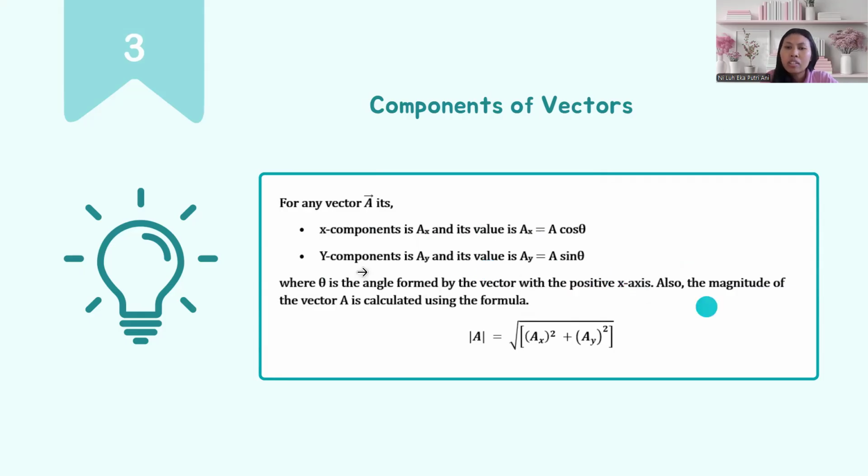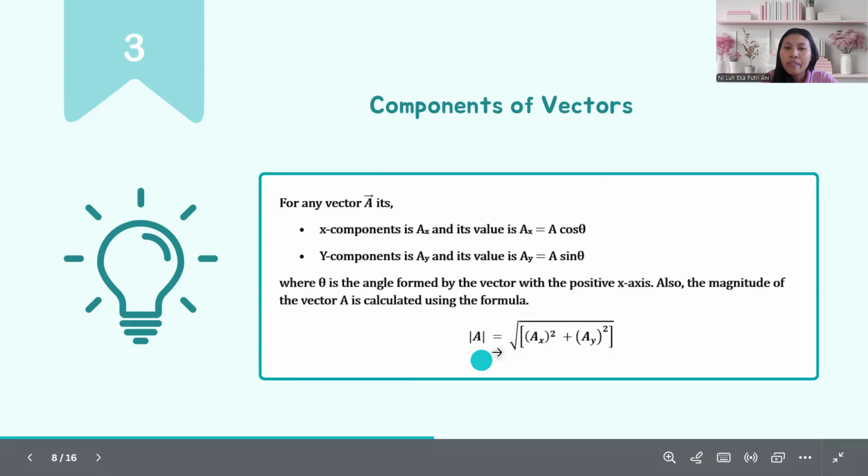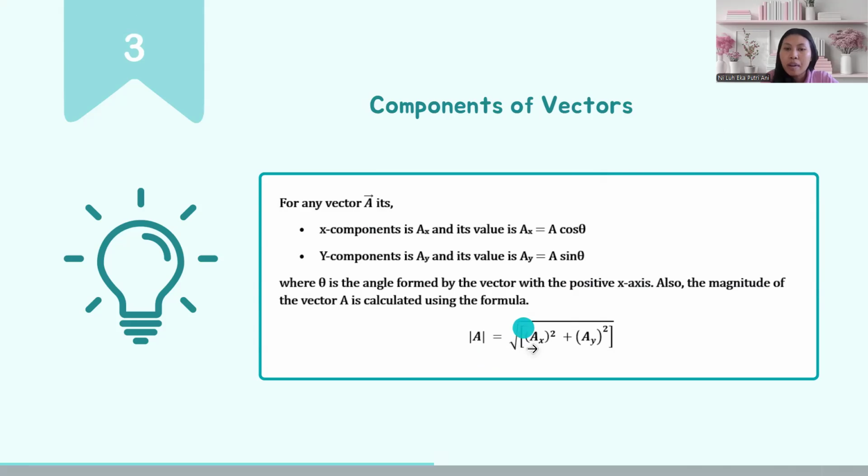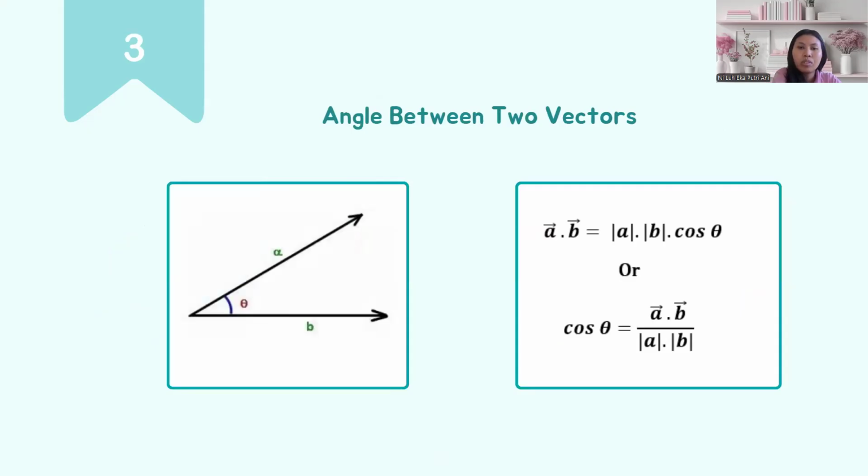Also, the magnitude of the vector is calculated using the formula: the absolute value of a is equal to the square root of a sub x squared plus a sub y squared. So, next.